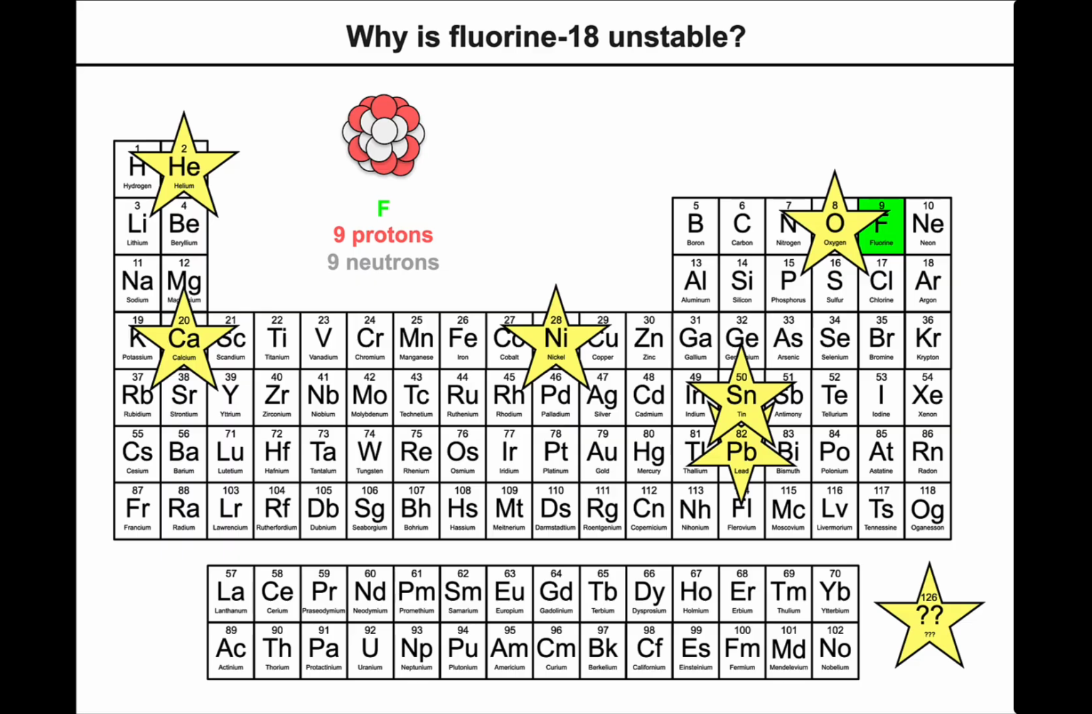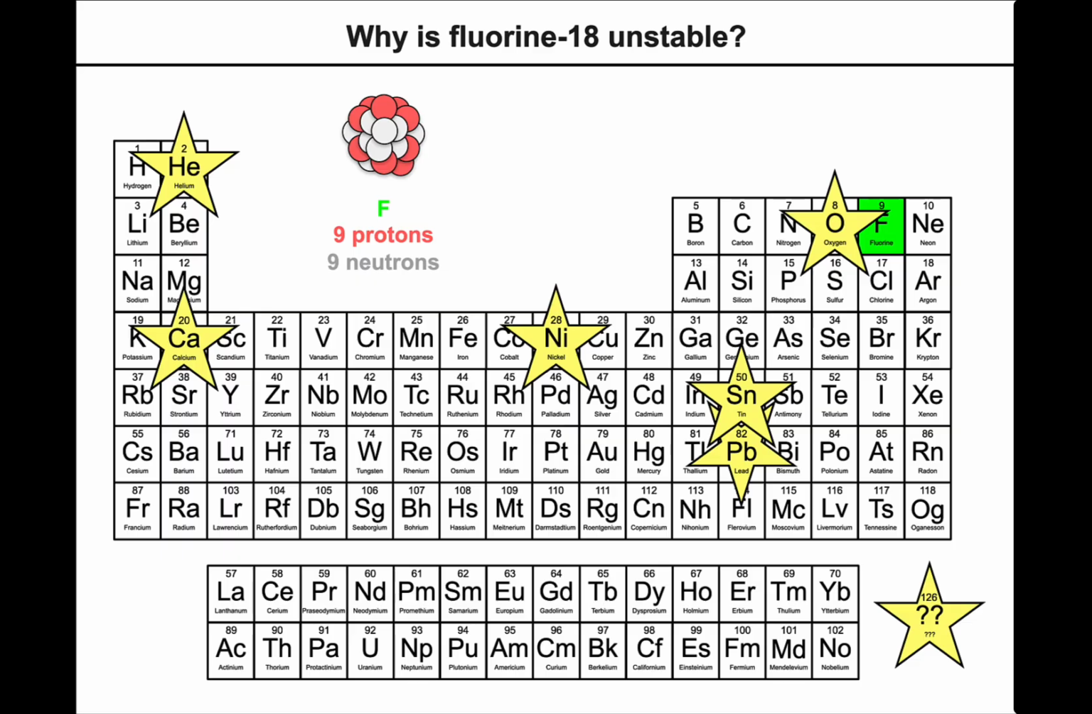And what is a magic number? 8. 8 is very, very stable, very, very favorable, very desirable, but we have 9 of both. If you're a fluorine and you have 9 protons and 9 neutrons and you are right next to this magic number 8, you're looking over at the oxygen saying, wow, you have 8 protons and 8 neutrons. That's great. I have 9 and 9.